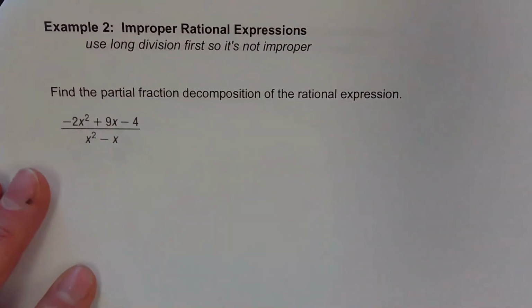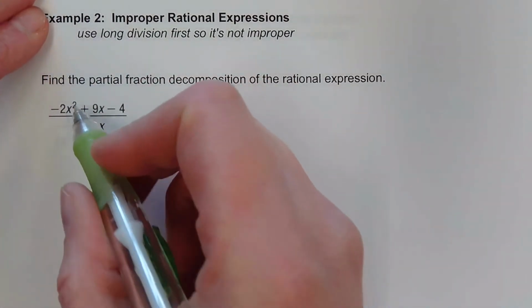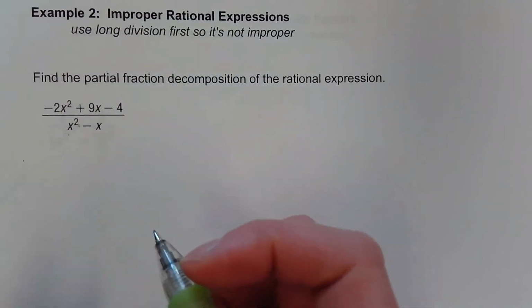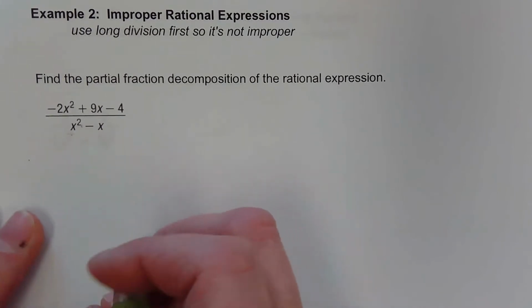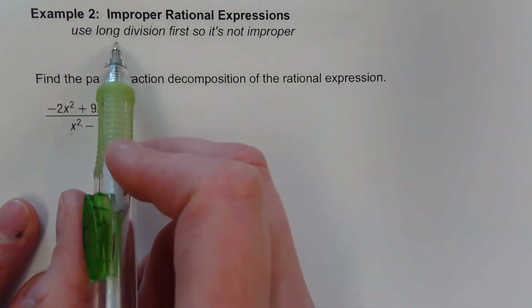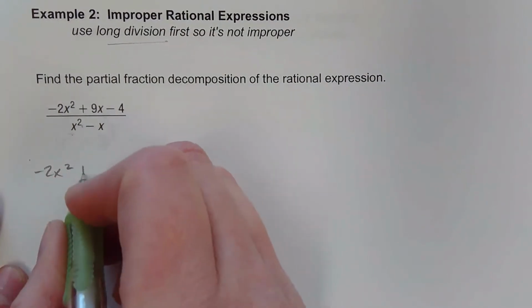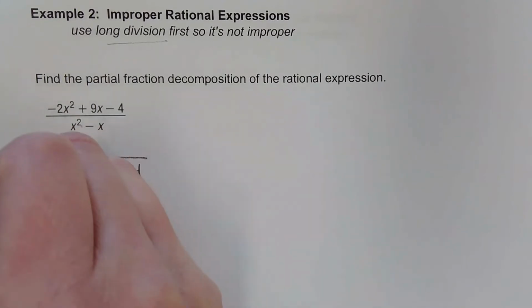So for the second one, I have an improper fraction. It's improper because they both have an x squared in the top and bottom, but I have a 2x squared on the bottom and only a 1x squared on the top. So don't worry about that negative sign when we're thinking about improper. So that means my first step is to use long division, so it's not improper. So I want to write out my numerator, and I am going to divide by my denominator.